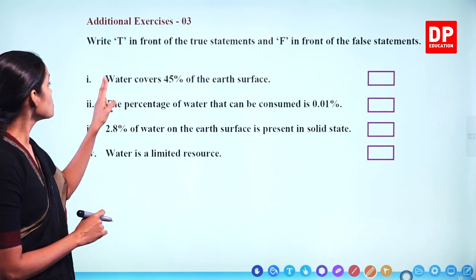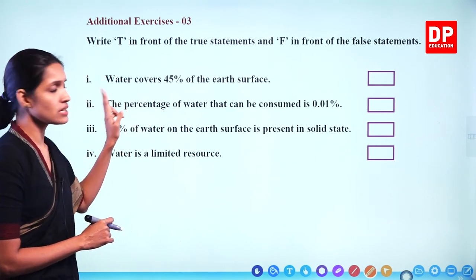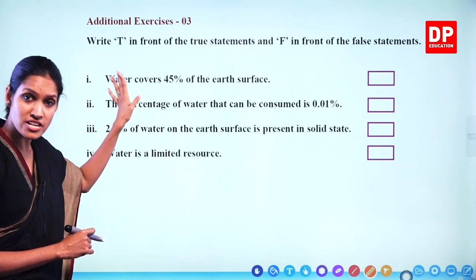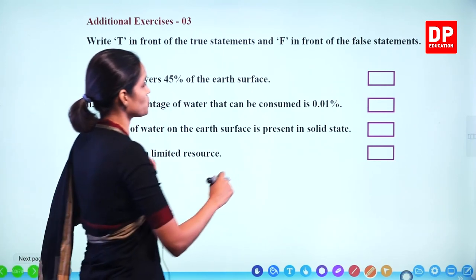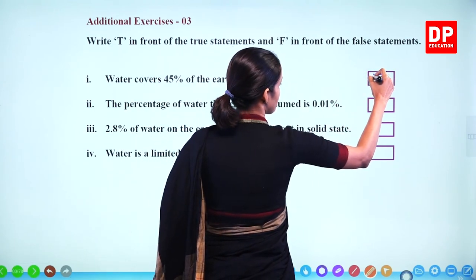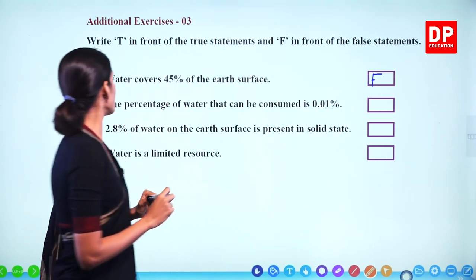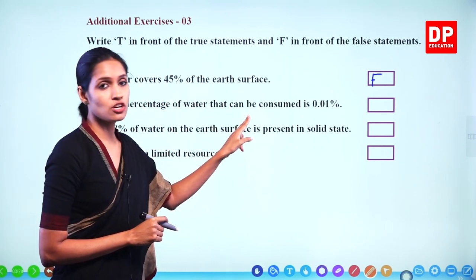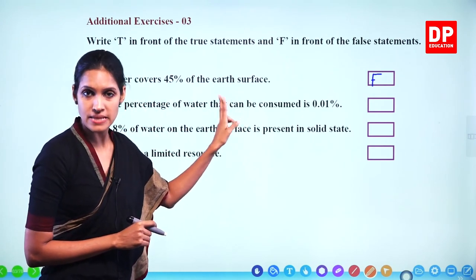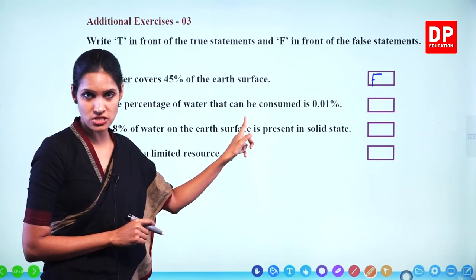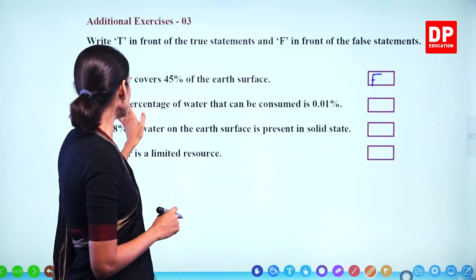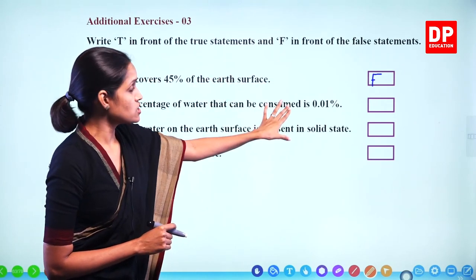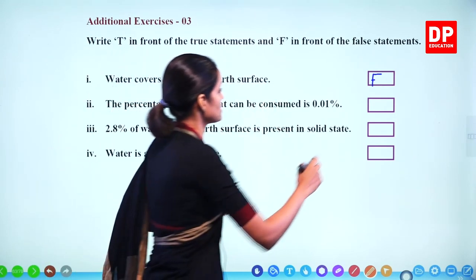Water covers 45% of the Earth's surface. It is false. Water covers more than 70%. Therefore, this is false. The percentage of water that can be consumed is 0.01%. Now, this is a true statement, right? Water that can be consumed is only a very little amount, 0.01%. This is true.